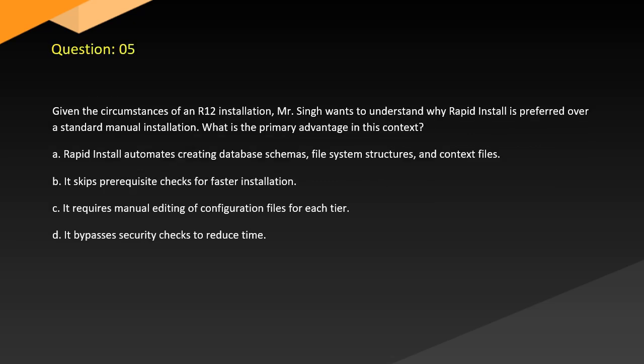Question 5. Given the circumstances of an R12 installation, Mr. Singh wants to understand why Rapid Install is preferred over a standard manual installation. What is the primary advantage in this context? A. Rapid Install automates creating database schemas, file system structures, and context files. B. It skips prerequisite checks for faster installation. C. It requires manual editing of configuration files for each tier. D. It bypasses security checks to reduce time.